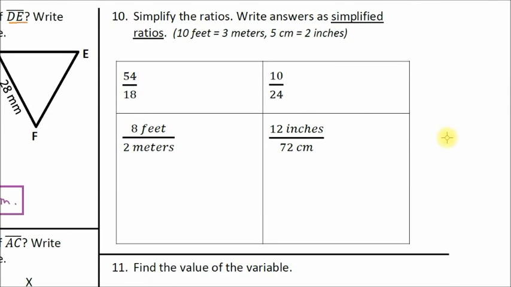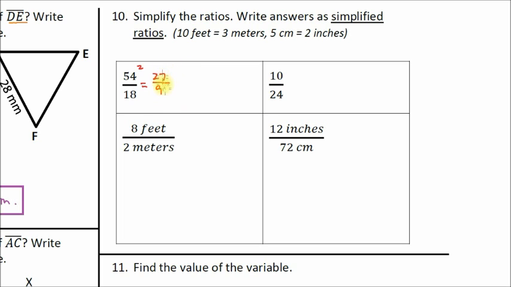Okay, number 10, they're asking us to simplify ratios. All right, let's do this. We have a ratio with no units of measure. That means all I have to do is just start to simplify it by finding common divisors. I know these are both even numbers. I'm going to divide the top and bottom by 2. 54 divided by 2 is 27. 18 divided by 2 is 9.